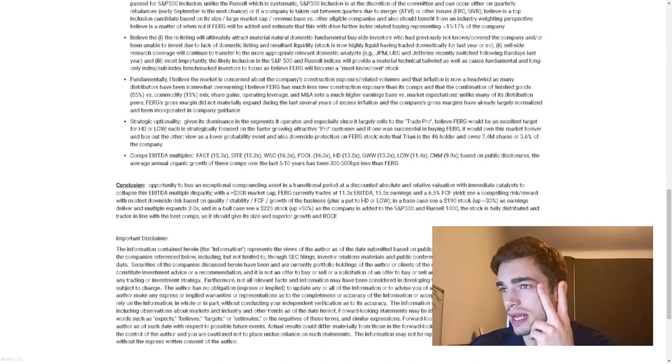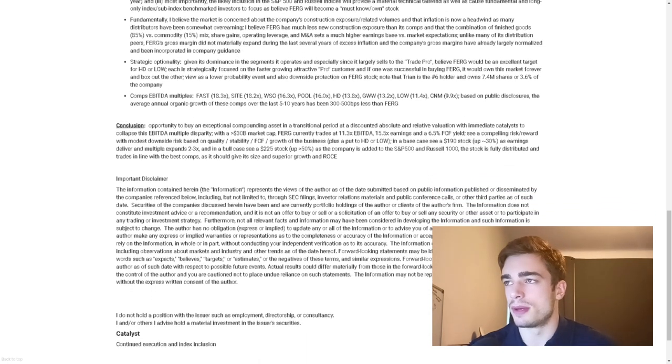And number two, sell-side research coverage will continue to transfer to the more relevant domestic analysts, e.g., JP Morgan, UBS, and Jefferies recently switched following Barclays last year. And third, most importantly, the likely inclusion in the S&P 500 and Russell indices will provide a material technical tailwind as well as cause fundamental and long-only index/sub-index benchmark investors to focus on it, as I believe FERG will become a must-know/own stock.